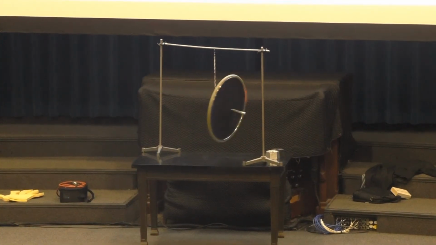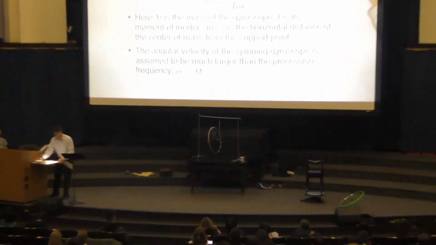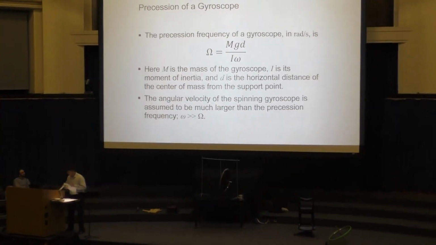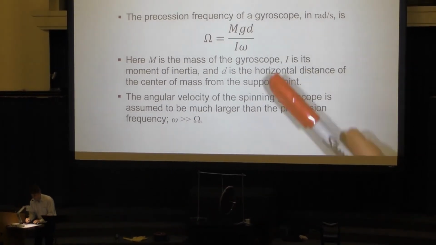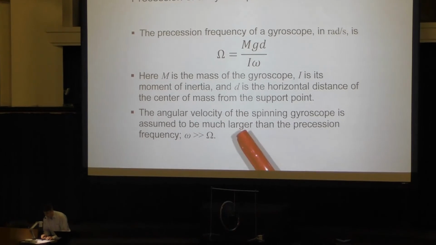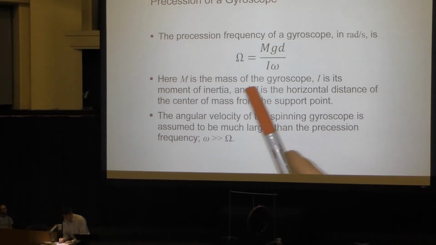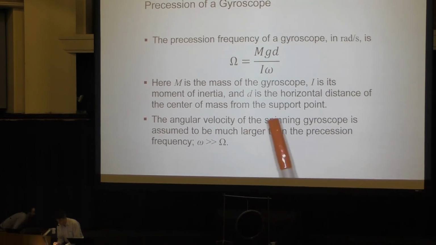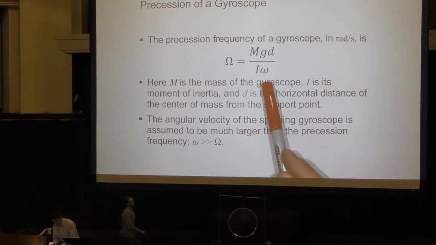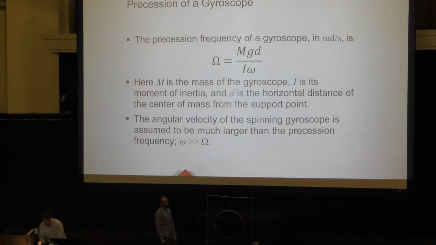Here's a way of deriving it, derived in the textbook. Precession frequency, capital omega, is m times g times d divided by I times little omega. M is the mass of the gyroscope, I is the gyroscope's moment of inertia, and d is the horizontal distance of the center of mass from the support point.